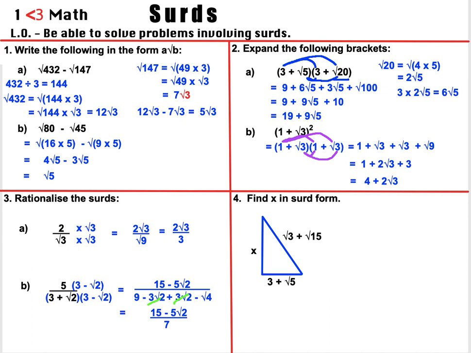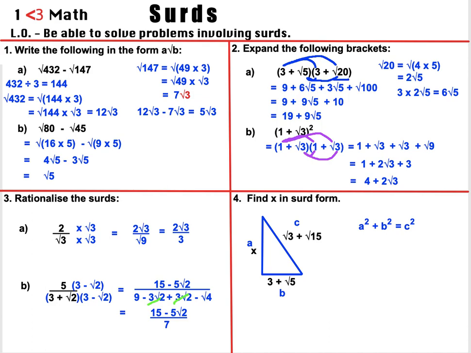Now we have a right-angled triangle here involving all 3 sides. And what we're going to do is apply Pythagoras' theorem. So A squared plus B squared equals C squared. I'm going to label my triangle accordingly. C is the longest side, the hypotenuse. B and A are interchangeable, so I'm labeling them like that.